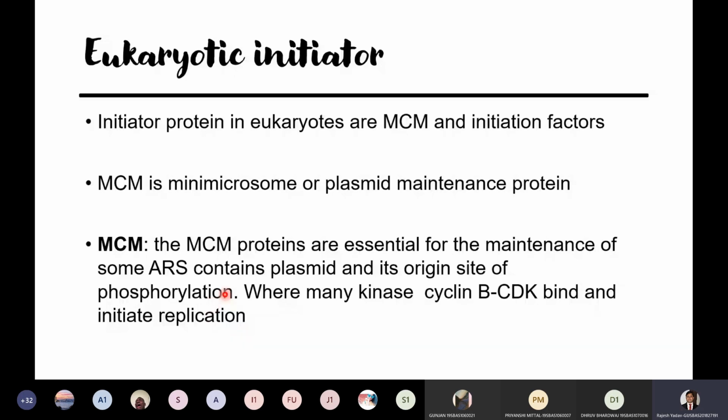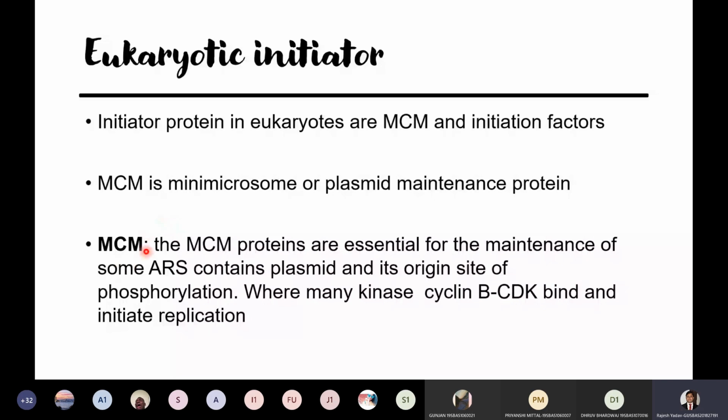So how does the phosphorylation occur? Phosphorylation means addition of a phosphate. If I am saying that the MCM protein will be phosphorylated, that means a phosphate group will be added onto the MCM protein. So that means phosphorylation occurs. Phosphorylation occurs with the help of some enzymes. Different types of enzymes are required that will add the phosphate on the MCM.